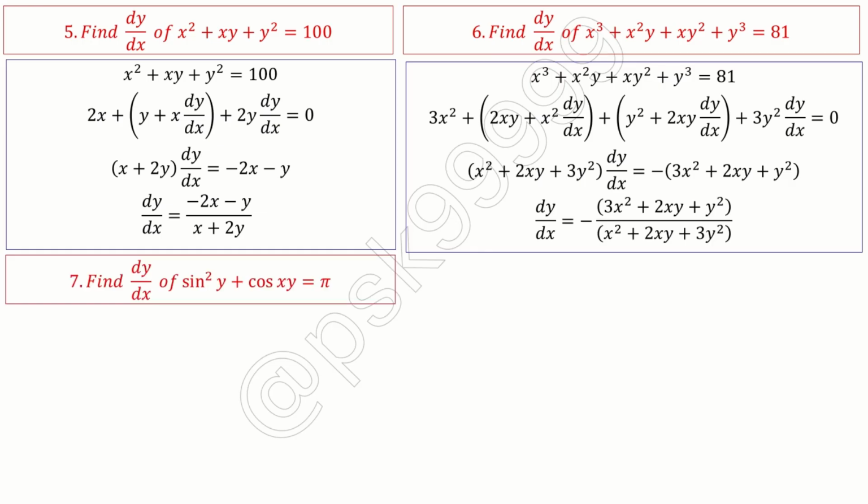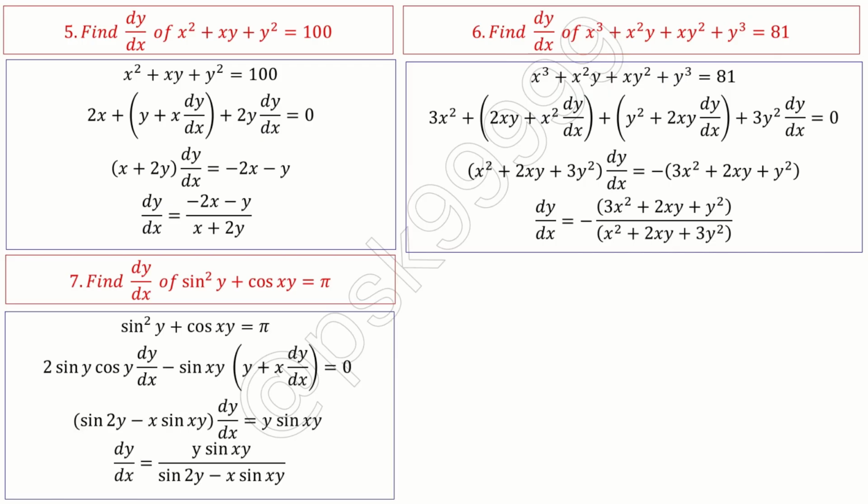Sin square y plus cos xy equal to pi. So let's do this one. Sin square y is nothing but 2 sin y into cos y into dy by dx, because y is in the form of x. Cos xy is nothing but minus sin xy into xy differentiation, which is y plus x into dy by dx, equal to 0 because differentiation of pi is 0, constant. Now you take dy by dx terms one side, which gives dy by dx equal to y sin xy divided by sin 2y minus x sin xy.